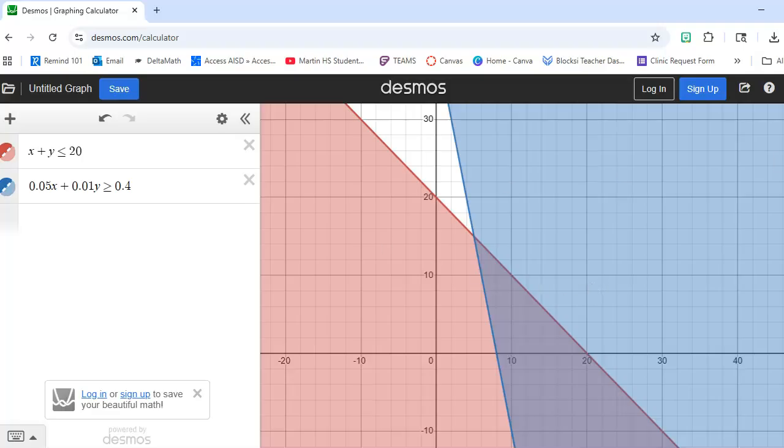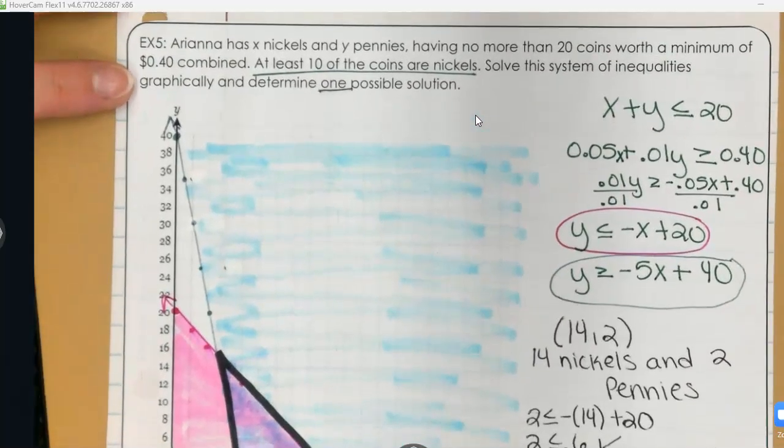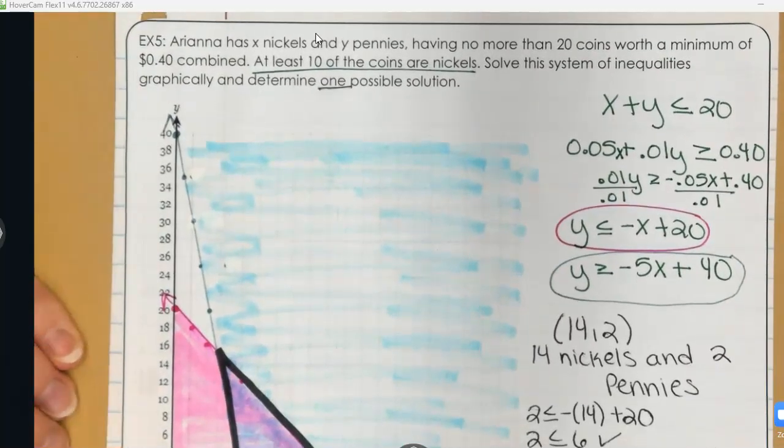So Desmos is a great tool. You are welcome to use that when working these problems, and that wraps up our systems of inequalities.